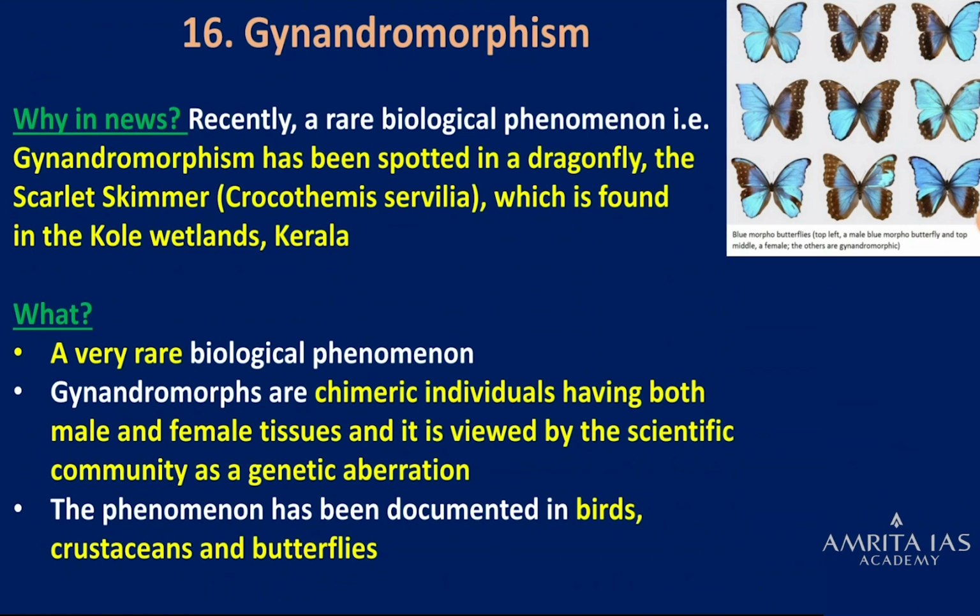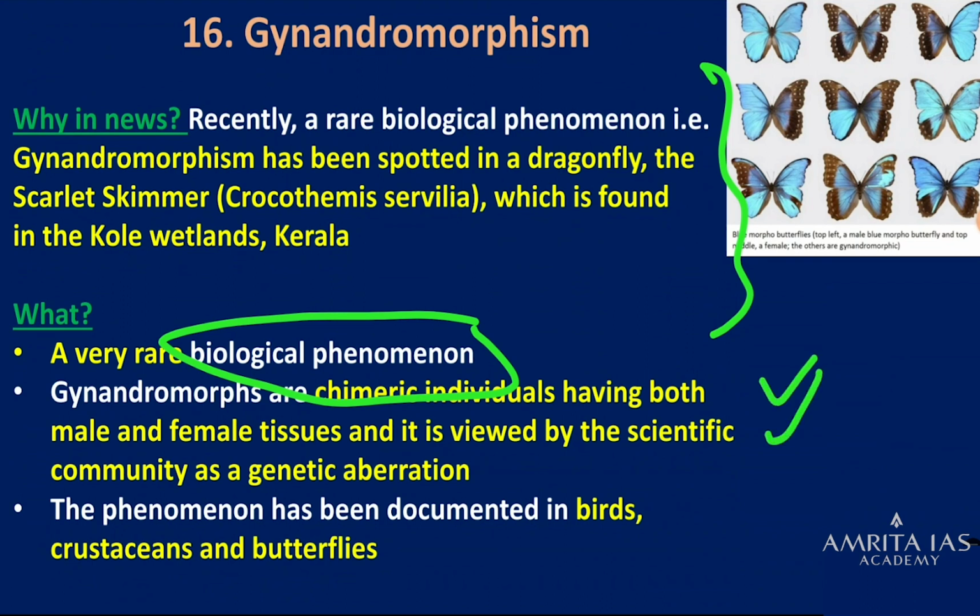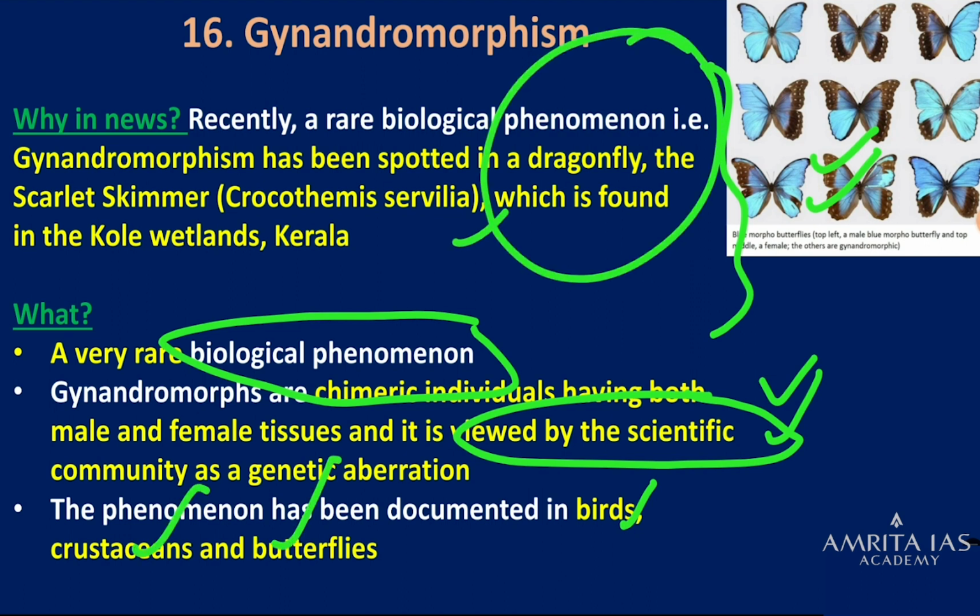Gynandromorphism. So what is this? It's basically a rare biological phenomenon where an individual has both male and female tissues, viewed by the scientific community as a gender aberration. This is being observed in birds, crustaceans and butterflies. Why are they in the news? Because it has been observed in a dragonfly, and it happened in the Kole wetland in Kerala.